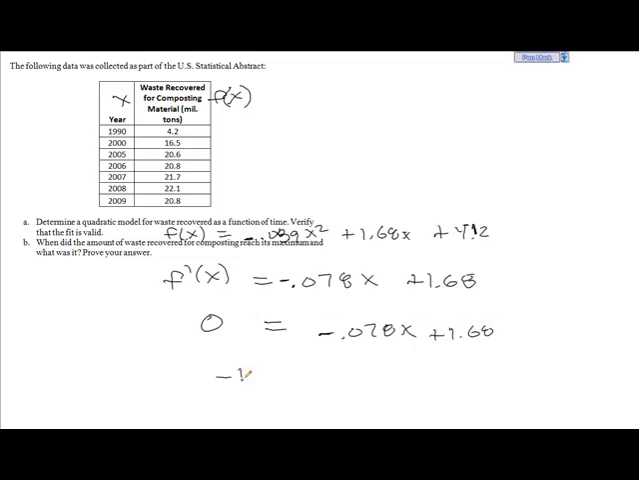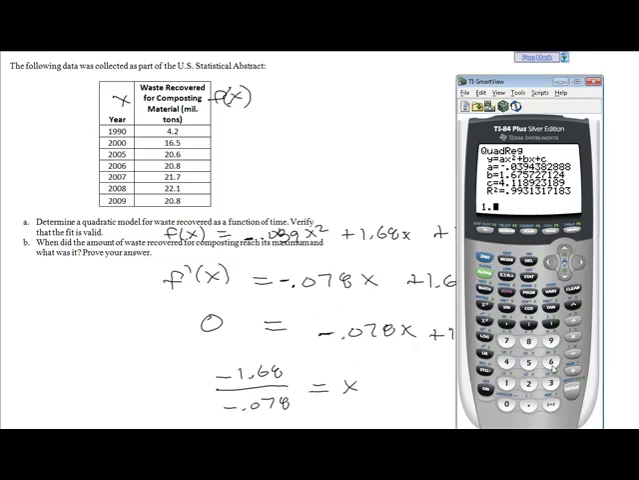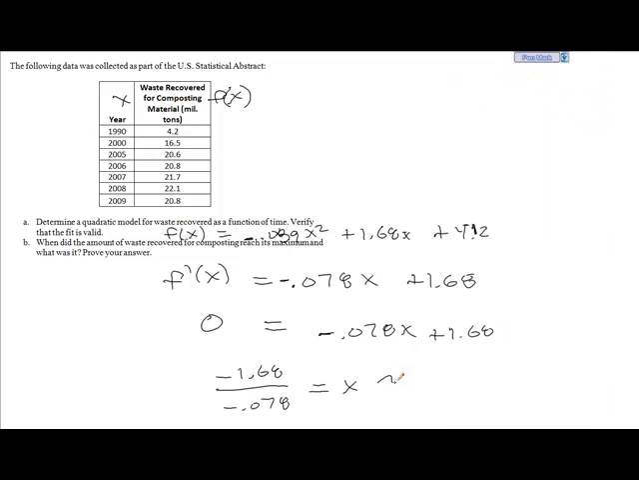We'll subtract 1.68, and then we'll divide by negative 0.078 to give us x. And that's going to be a positive number, so I'm not even going to put in the negative signs. 1.68 divided by 0.078 comes out to about 21.54. So we'll just round to 21.5. Now that's 21.5 years after 1990, so that appears to be midway through 2010.